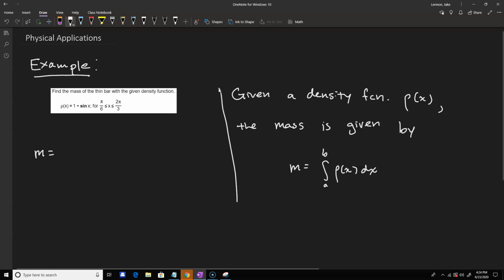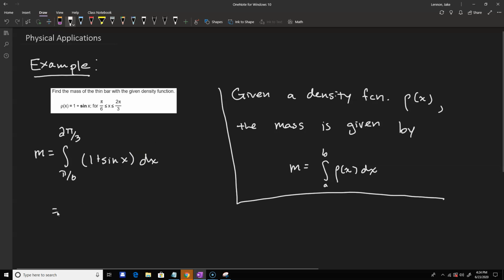So this is kind of the general idea, and for this specific problem it's going to look like the integral from pi over 6 to 2 pi over 3 of 1 plus the sine of x dx. And this is fairly easy to integrate, right? The integral is just going to be x minus the cosine of x on the same interval from pi over 6 to 2 pi over 3. And that can be evaluated pretty simply.